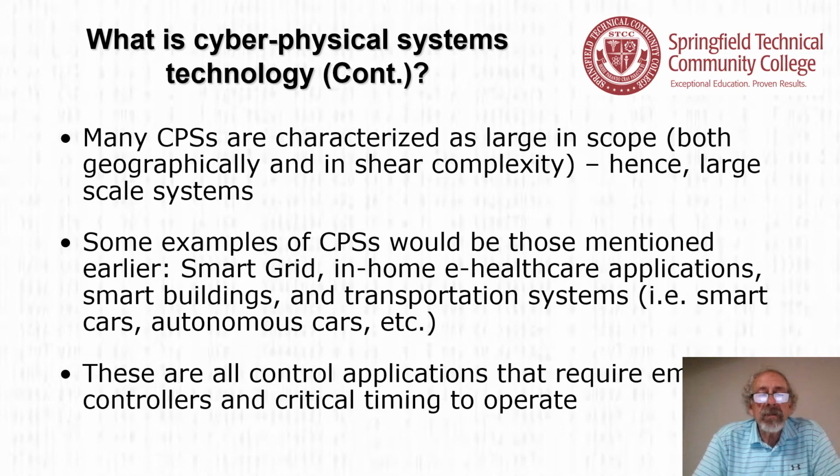Many cyber-physical systems are characterized as large in scope, both geographically and in sheer complexity. Hence, they are large-scale systems. Some examples of cyber-physical systems would be those mentioned earlier. A smart grid, that's certainly a wide in scope type of operation. In-home e-healthcare applications, smart buildings, again a large thing. And transportation systems, that is smart cars, autonomous cars, and so forth. And so traffic control would be a large-scale cyber-physical system. These are all control applications that require embedded controllers and critical timing to operate.